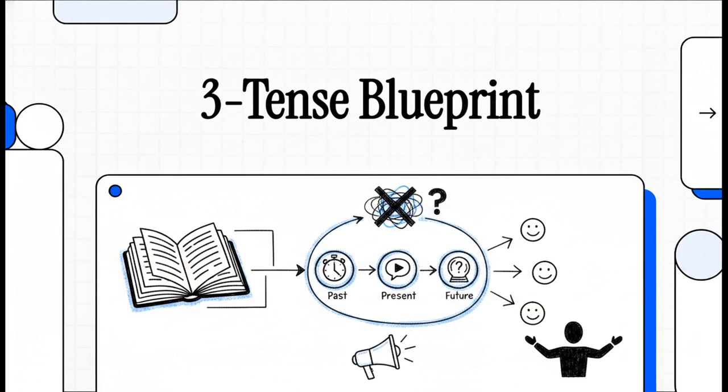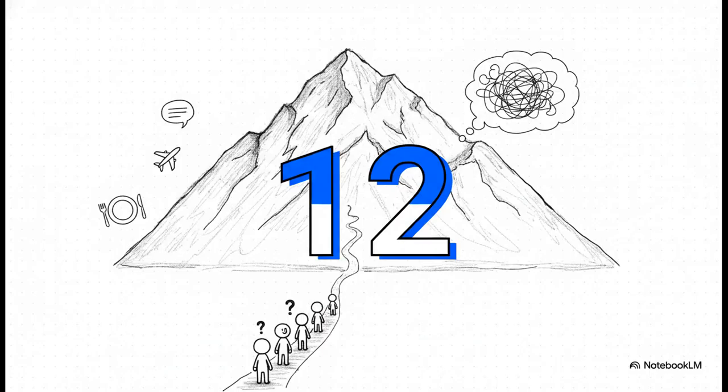Today, we're going to look at the 3-tense blueprint for conversational English. It's a system that completely strips away the noise and gives you exactly what you need to start speaking confidently, literally today.